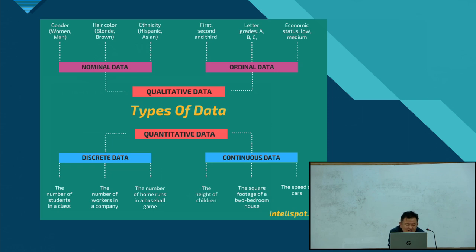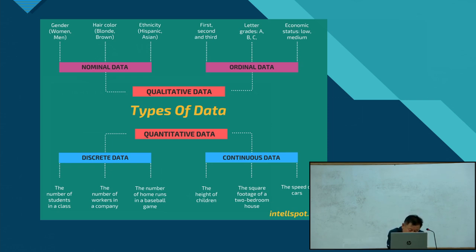It's this qualitative data. And also the other one is ordinal data. First, second, third. So I can give some different products, and then can you make the order, your favorite. So this is first thing, second thing, third thing. This is ordinal data. So not numbers, 1 to 3, this is first, second, third. This is ordinal data. Also, letter grade, ABC.